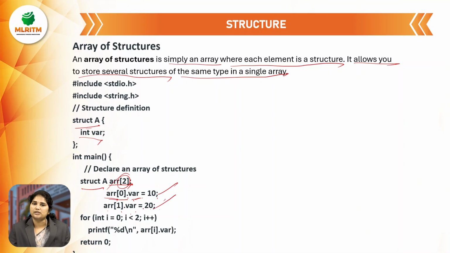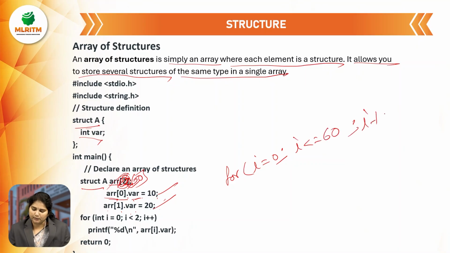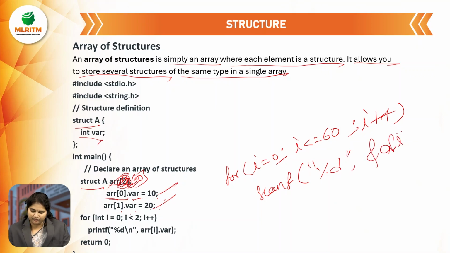If we want to store 60 elements, here itself we will write array of 60. And by using a for loop we can access them, i equals 0. The array index will start from 0, i less than or equal to 60, semicolon, i plus plus. In this we will write scanf, %d comma ampersand array of i dot var. Like this we will access the array elements of the structure.